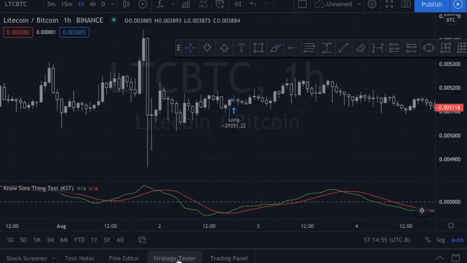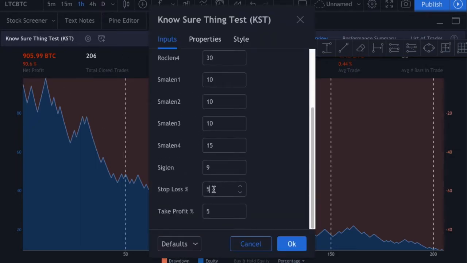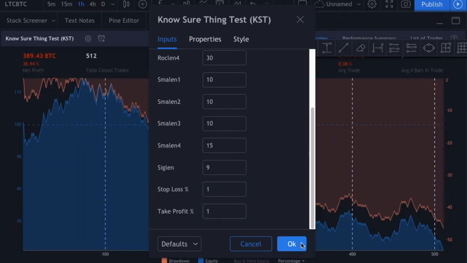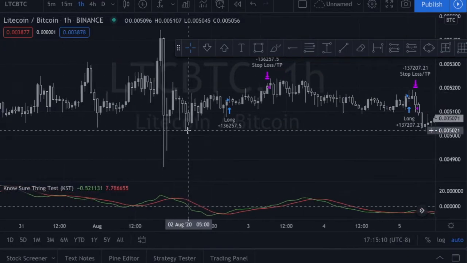So let's go here down to our strategy tester. And once again, negative 90%. Let's do our stop loss at 1% and our take profit at 1%. Let's see if that's any better. We're still at negative 38%. There just really isn't much hope for this indicator. There has to be a different way.